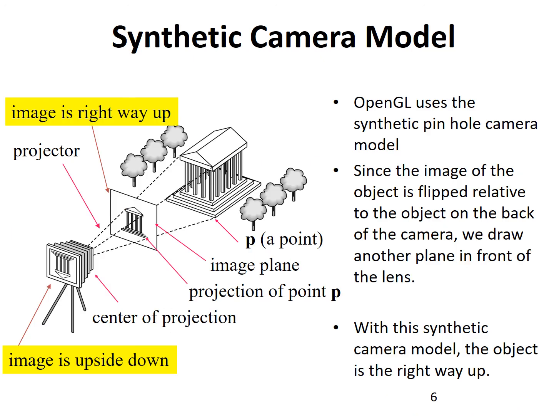OpenGL uses the synthetic pinhole camera model. However, in this model, the object is projected upside down on the image plane. To overcome this problem, we put an imaginary image plane in front of the camera. With this synthetic camera model, the object is the right way up.